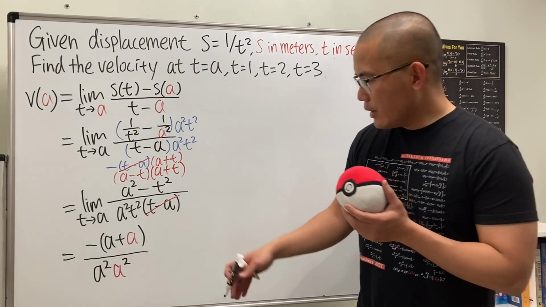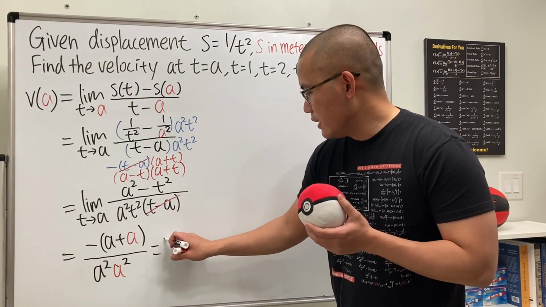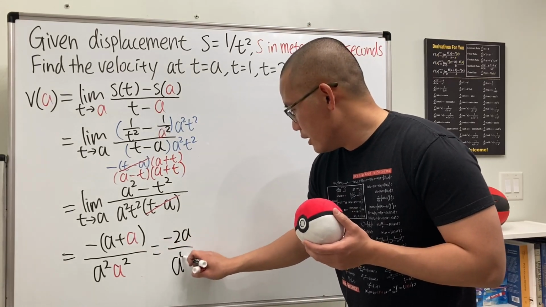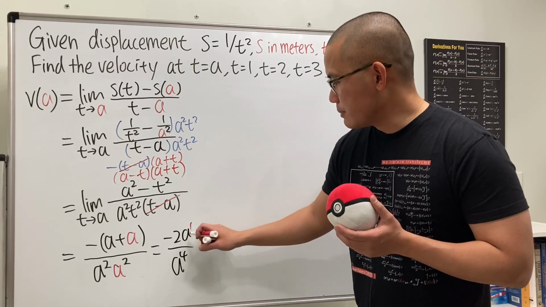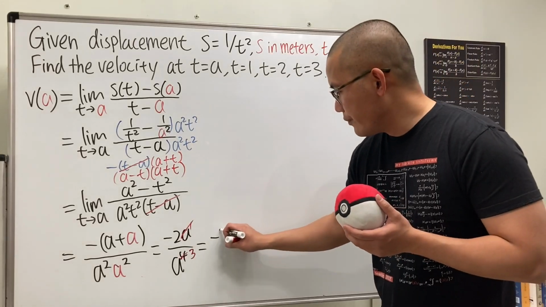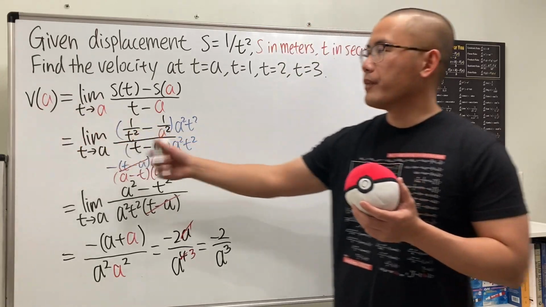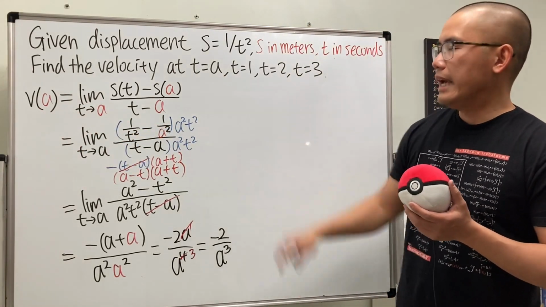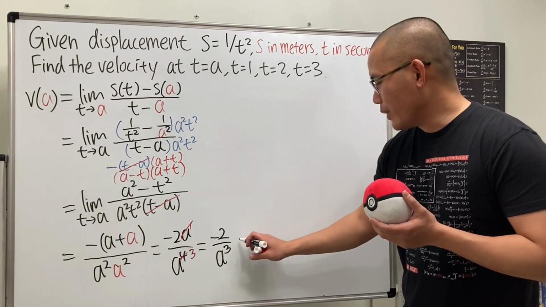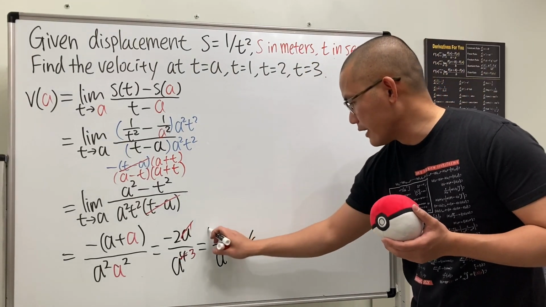All right, and now let's just clean things up from here. On the top, a plus a is just 2a, and that's negative, so negative 2a over, this is a to the fourth power. And we can reduce this because this is the a to the first power, so cancel, and this will become 3. So finally, we get negative 2 over a to the third power. So this right here will be the velocity of the moving particle when t is at a seconds. And right here, we should technically put down the unit, which is meters per second. So I'll just put down m/s, like so.